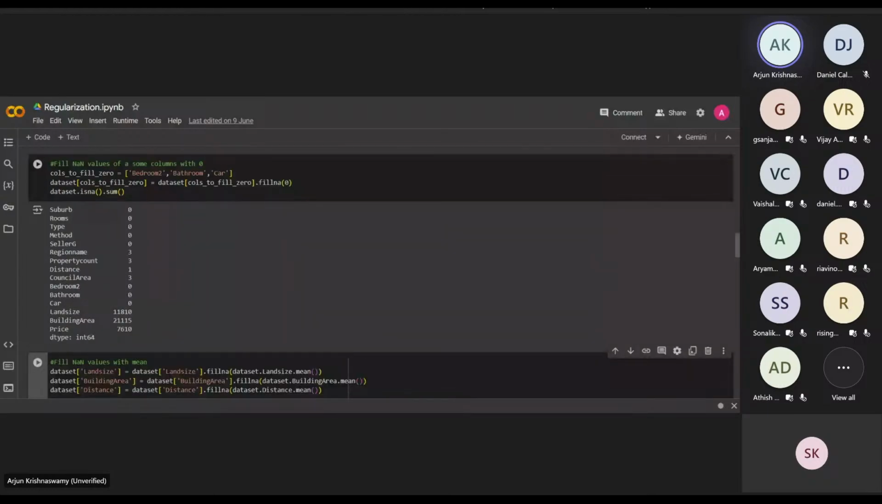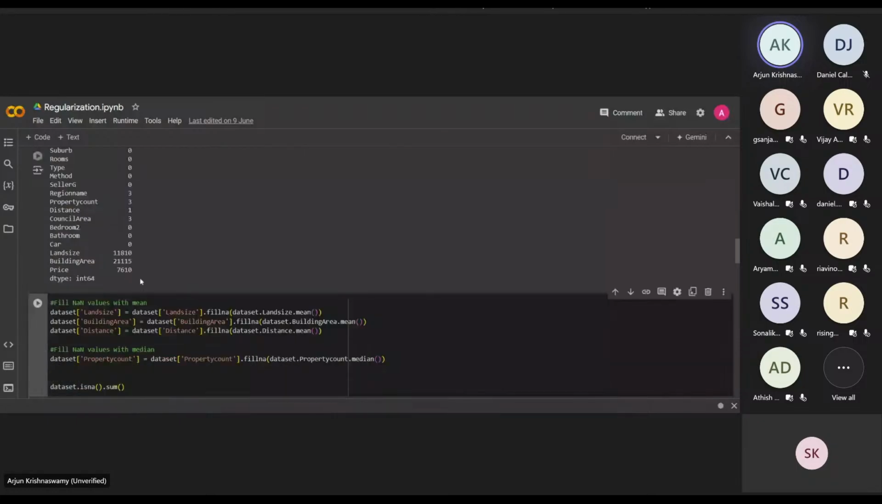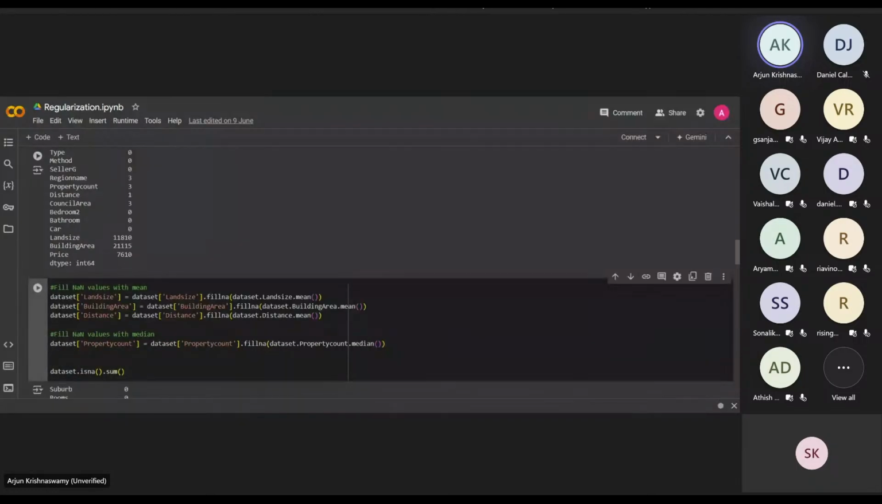After that, we again print the remaining null values. You still have quite a few, and what we do is in land size, building area, and all, we fill it with the mean. We fill the missing values with the mean of the remaining values. That is done using dataset.fillna with dataset.landsize.mean.